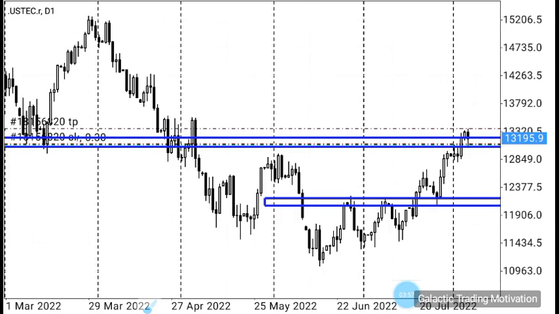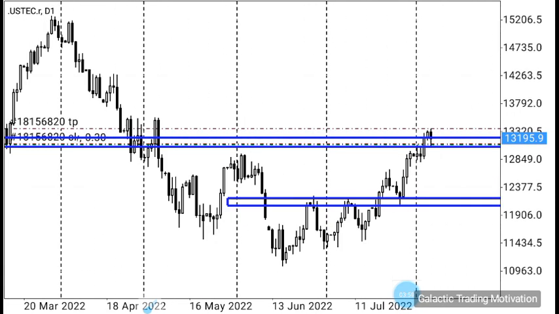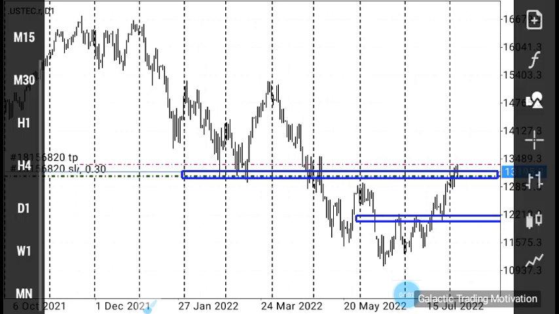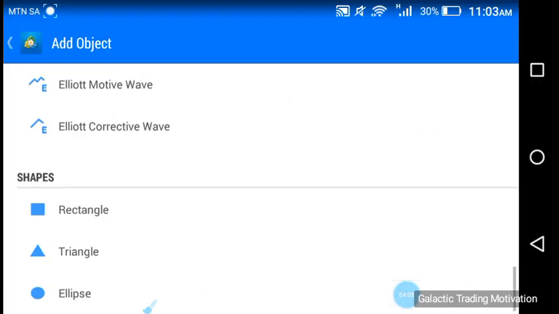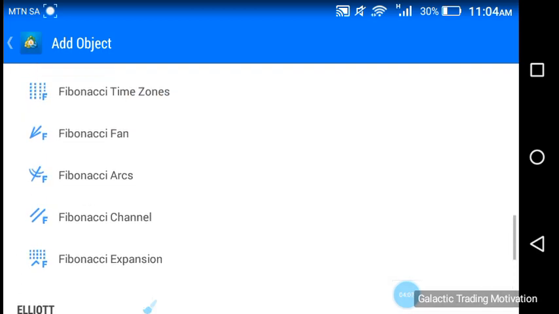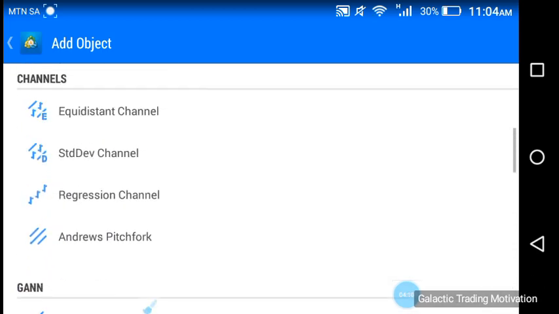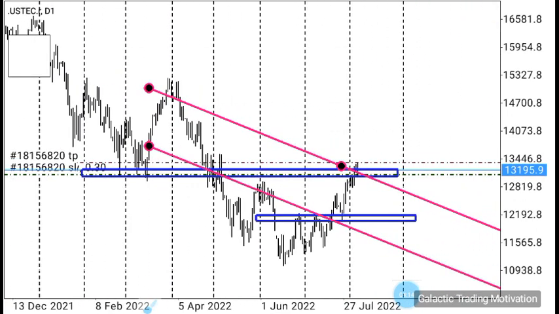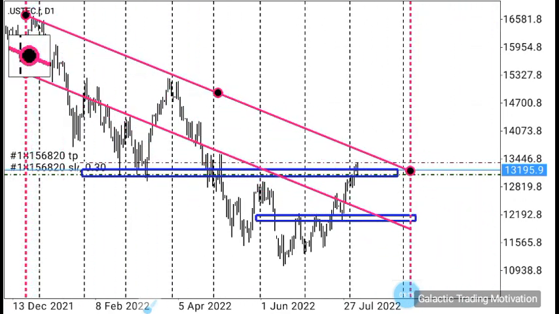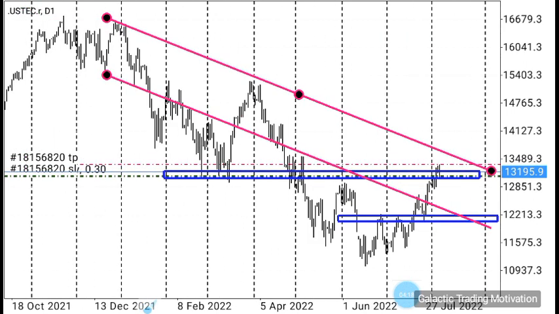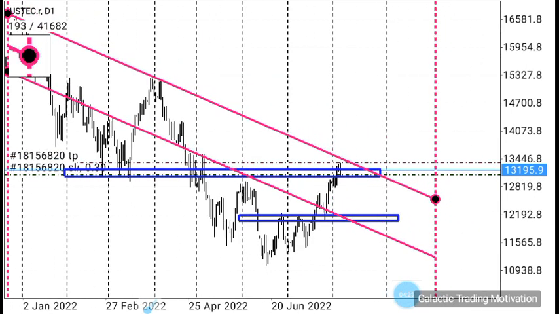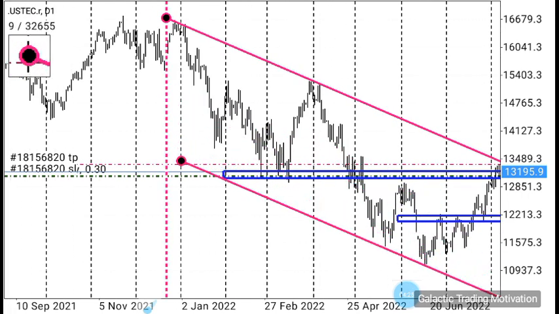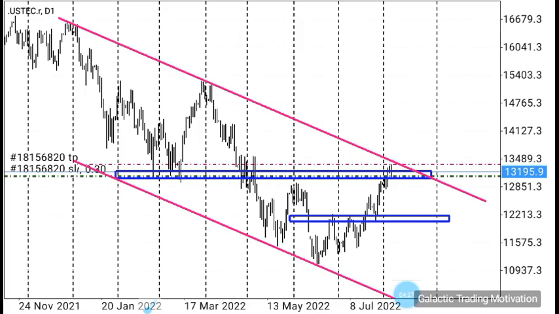So from here, I'm going to head to the daily chart. Here we are on the daily chart. The first thing I'm going to do on the daily chart is add my daily channel. Just bear with me. Equidistant channel, let's see. There we go. There goes our daily channel.